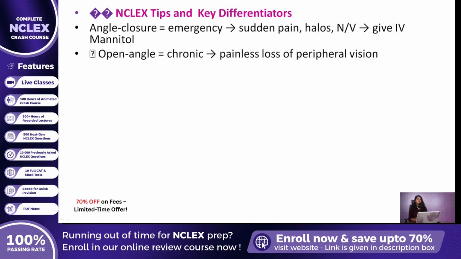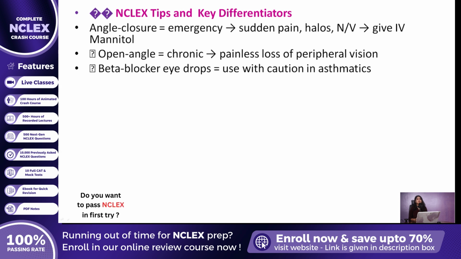Moving on to treatment, one of the most commonly used medications is a beta blocker eye drop, like timolol. These help reduce intraocular pressure. But here's something super important to remember. They need to be used with caution in patients who have asthma or any reactive airway disease. Why? Because beta blockers can cause bronchospasm, which could be dangerous for someone with compromised respiratory function.